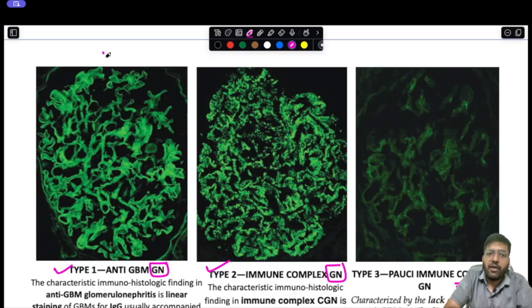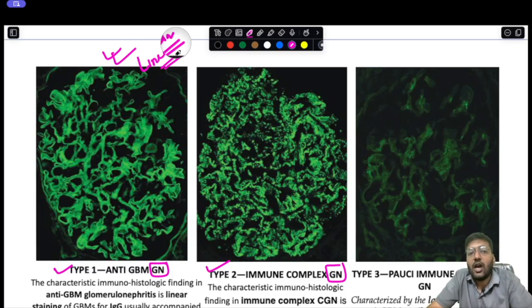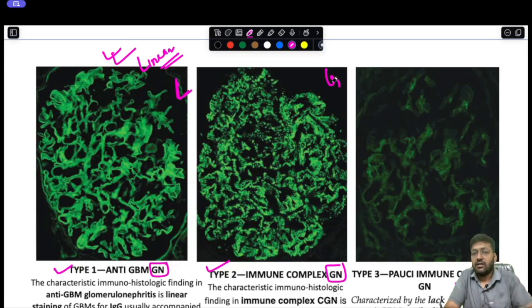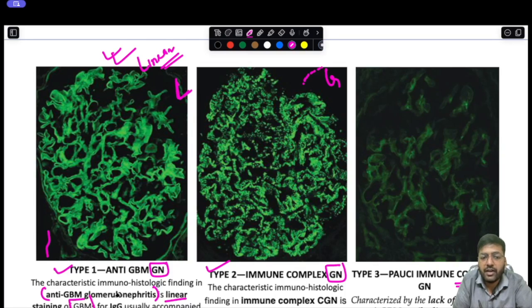In type 1, as you can see, this is the linear variety. It is a linear deposition of IgG along the glomerular basement membrane. Linear means it is very smooth, whereas over here it is granular, like dots. In the linear variety it is like a straight line, very smooth. So in type 1 anti-glomerular basement membrane glomerulonephritis, the characteristic immunohistological finding is linear staining of the glomerular basement membrane for IgG, usually accompanied by much lesser amounts of granular to discontinuous linear staining for C3.